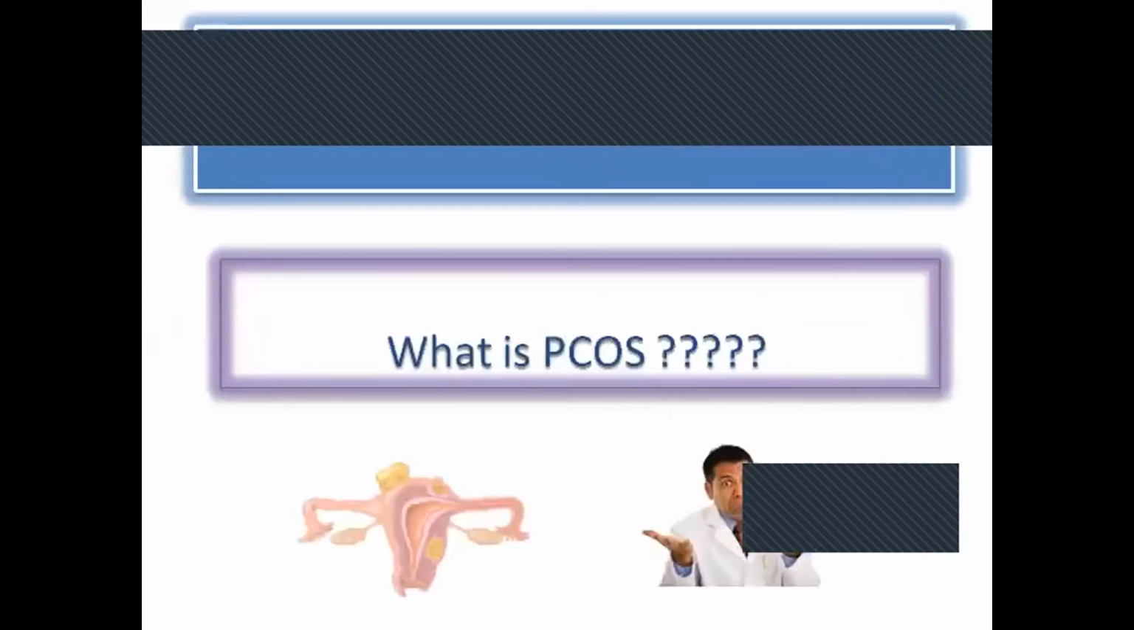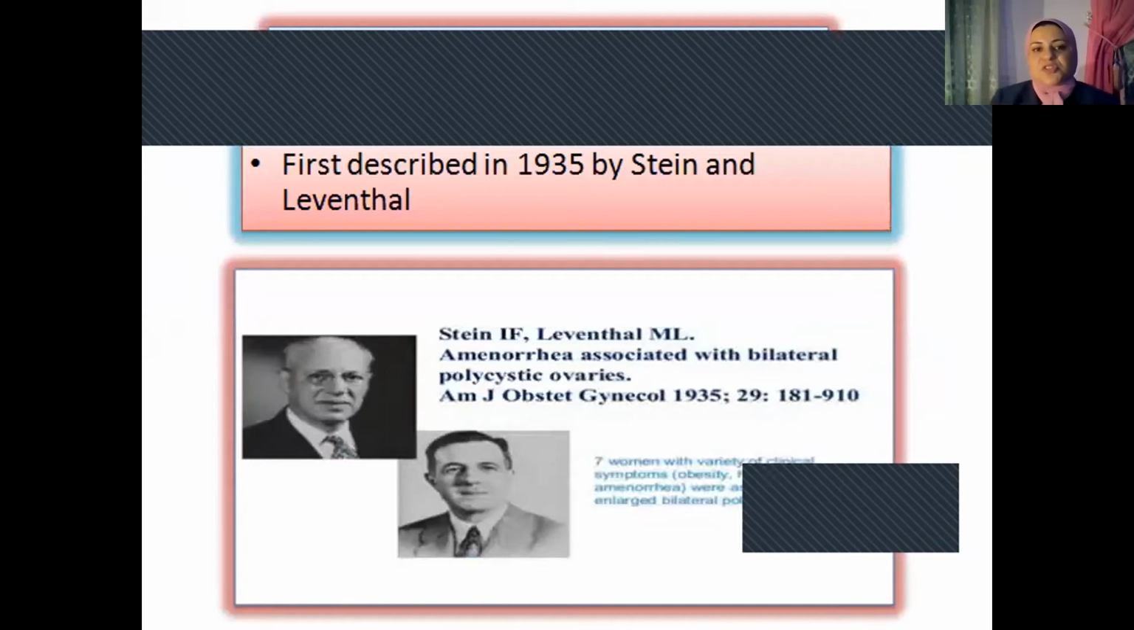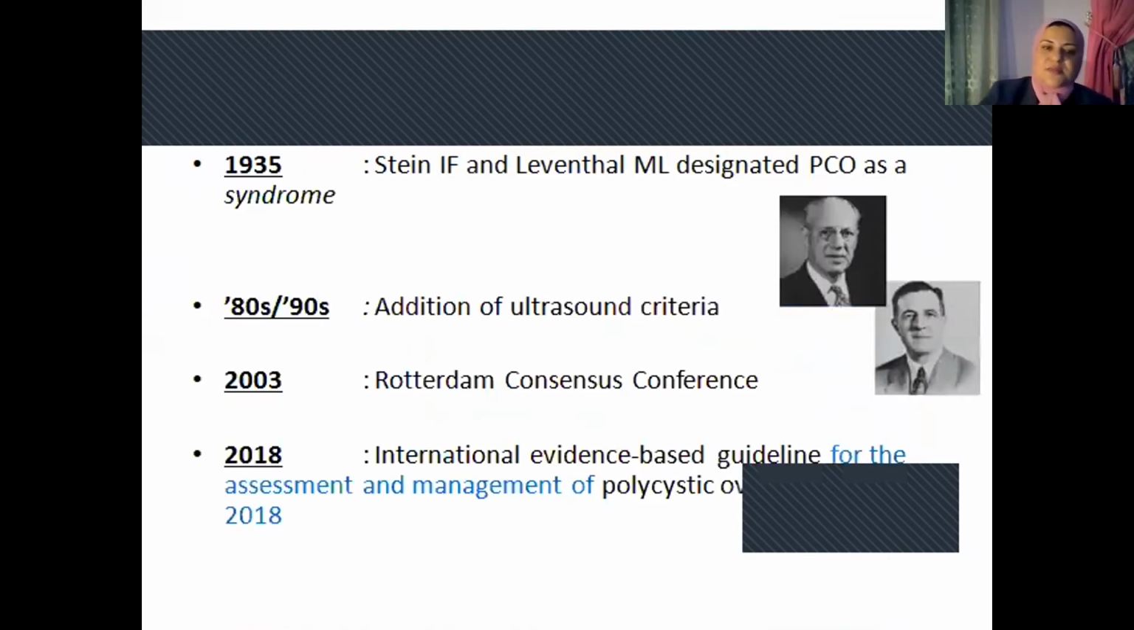So what is PCO? PCO was first described in 1935 by Stein and Leventhal. Those were the two doctors who described amenorrhea associated with bilateral polycystic ovaries. In the 80s and 90s, ultrasound criteria were added to the PCO diagnosis. In 2003, the Rotterdam Consensus Conference. In 2018, there was an international evidence-based guideline for the assessment and management of PCO.